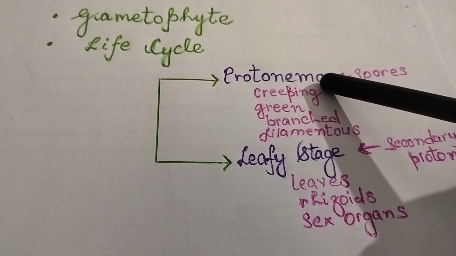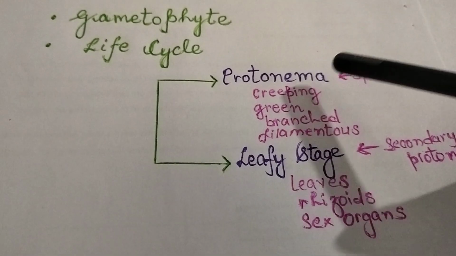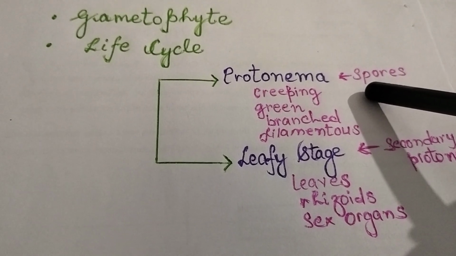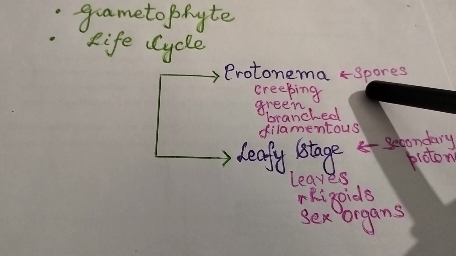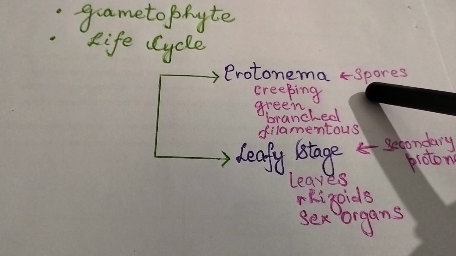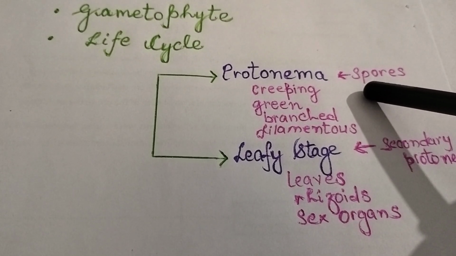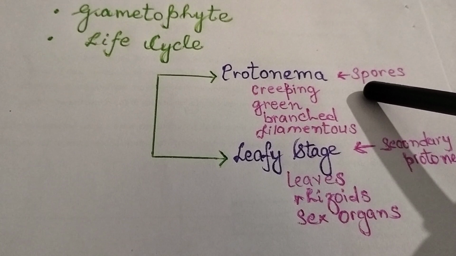What are they? Protonema, that is primary, preliminary, and then there is the leafy stage. Protonema is the first stage which develops directly from spores. Just now we have studied that as a result of sexual reproduction, male and female gametes fuse together. They form zygote. Zygote grows into sporophyte. In the sporophyte body, in its capsule, what happens? Meiosis takes place and spores are formed. These spores are liberated and they form a new thallus, new gametophyte.